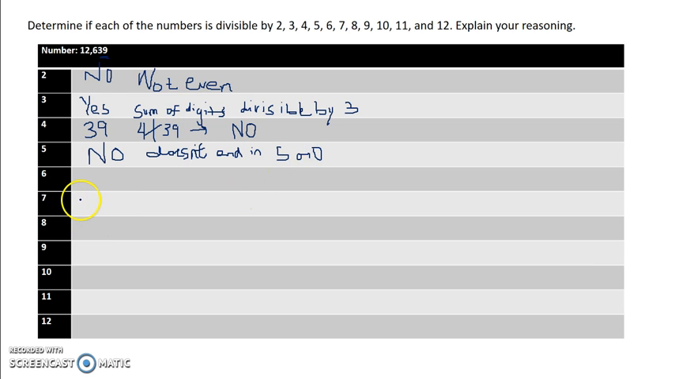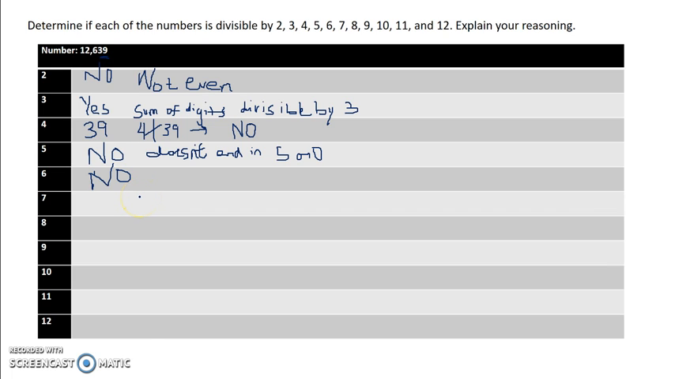Alright, what about 6? Remember that in order to be divisible by 6, you have to be divisible by both 2 and 3. So it's not divisible by 6 because it's not divisible by 2. I'm going to stop writing because I'm not doing a very good job, but you could fill out these. But let's look at 7.